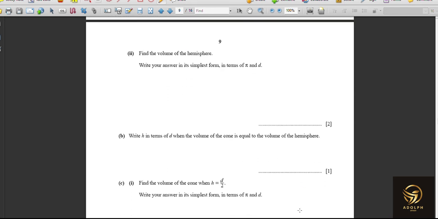And the next subdivision is: find the volume of the hemisphere. Write your answer in its simplest form in terms of pi and d. So the volume of the hemisphere, we know, is 2 by 3 pi r cube. r cube is d cube divided by 2 cube, that is 8. Then if we simplify it here, 2 and 8 can be simplified. So we'll get the answer pi d cube divided by 12.